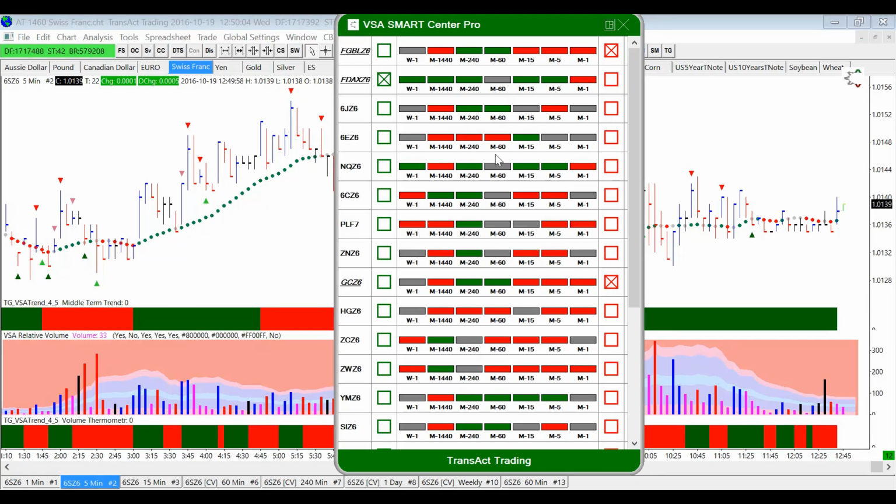What about the euro? Trade or no trade? What do you think? Anyone hazard a guess? No trade. It's not, and that's no trade. The Nasdaq as well, I'm afraid. Canadian dollar, nothing going on. Palladium, nothing going on here. Now, gold. We already know that we've got 3 of the shorter time frames aligning with the red one. So that is a potential for Smart Center Pro to find for us.